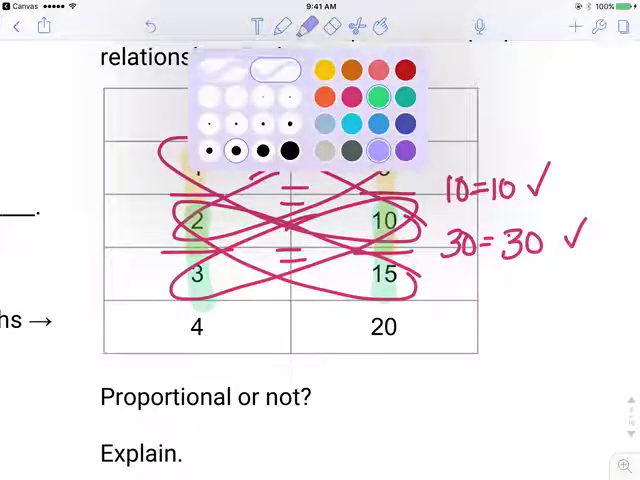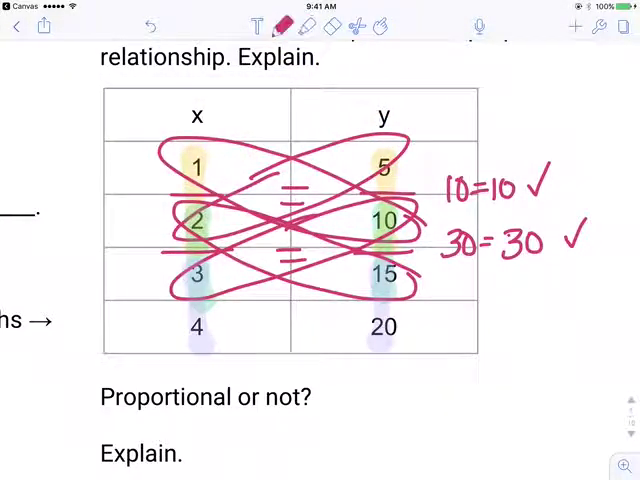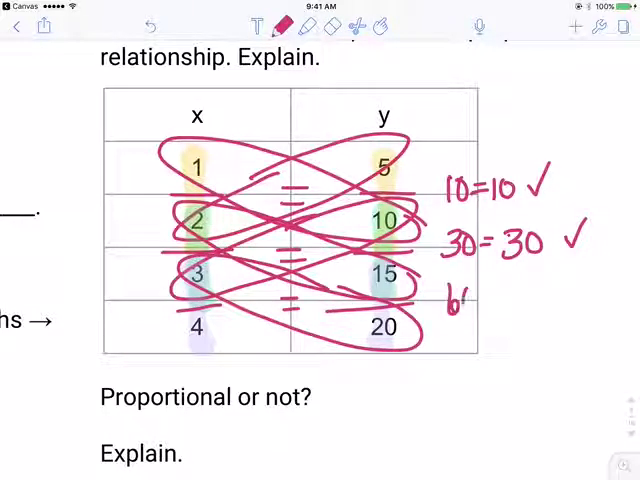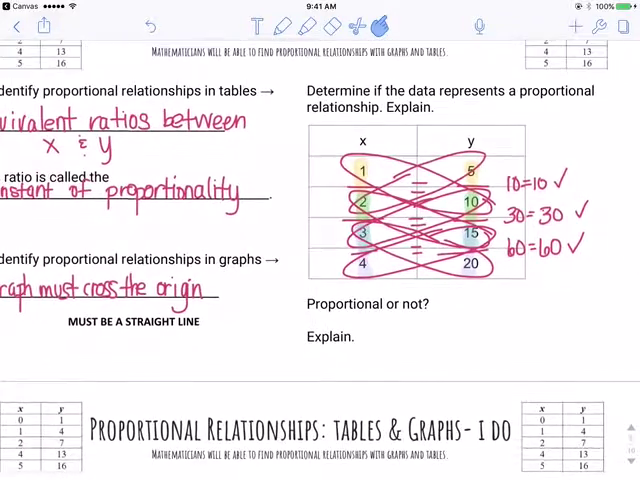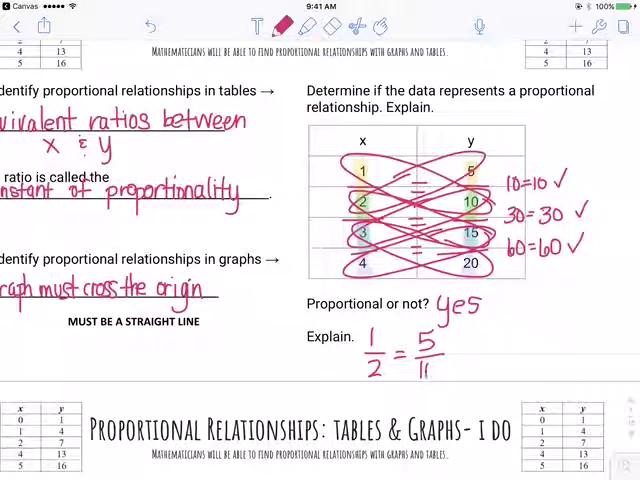And just for good measure, checking again, 3/4 and 15/20. 3 times 20 is 60, and 4 times 15 is also 60, so this is directly proportional. So how do I explain it? Well, I say proportional or not, so yes, it is. And then my explanation can be 1/2 equals 5/10, my first two proportions. And then I can say, so 10 equals 10 because I cross multiplied to figure that out. And that is good enough explanation for me.